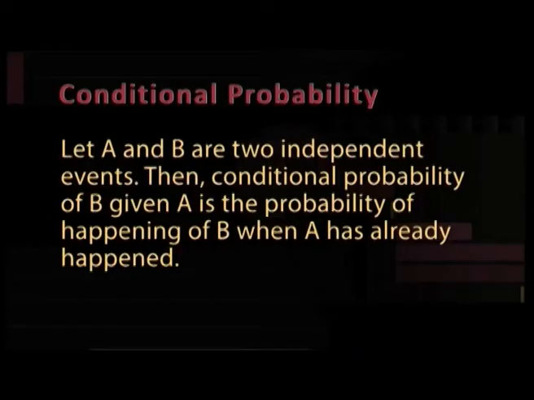Conditional probability is the probability of an event in the subpopulation or in the reduced sample space. It is the probability of an event given that the other event has already taken place. For instance, if we consider any two events A and B, then the conditional probability of event B given A is the probability of happening of the event B when the event A has already happened.